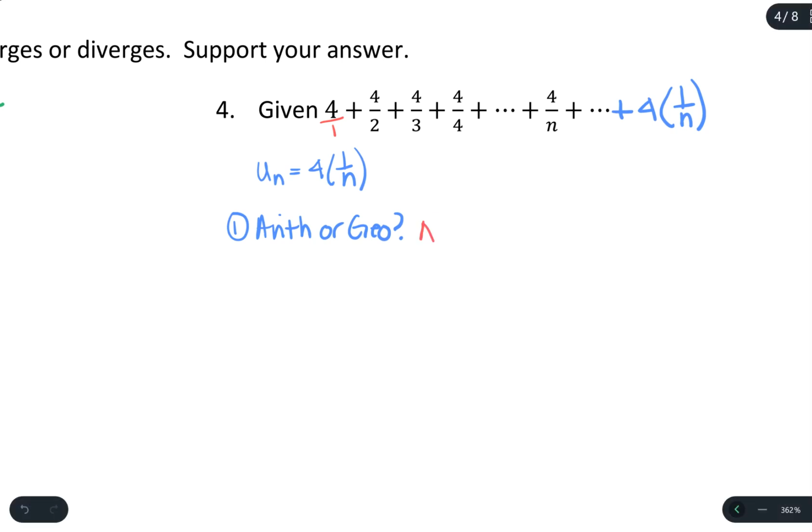And you should be thinking, no, it's not. So then my second option is I want to do what I'm going to call the limit test. So the limit test says, let's find the limit of u sub n. So the limit as n approaches infinity of u sub n. So we're doing the limit as n approaches infinity of 4 times 1 over n.